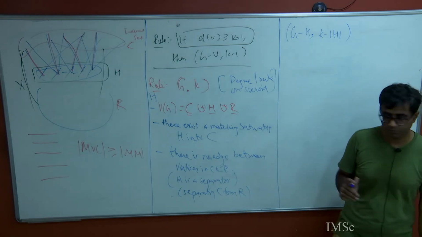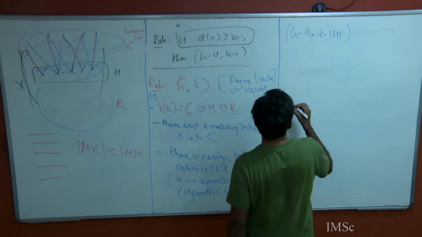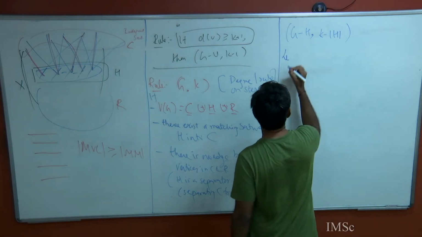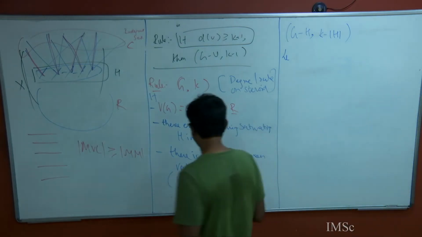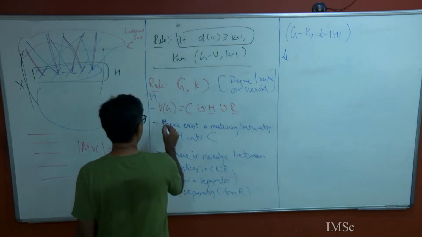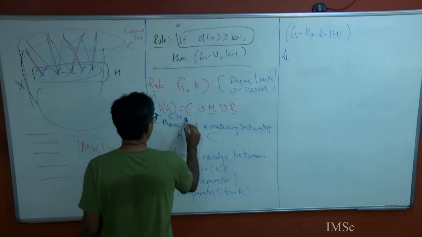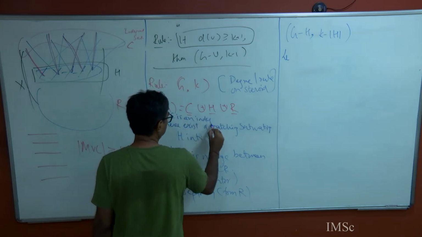Do you understand my point? So what do I need to prove? I need to prove one more property, that C is independent. C is an independent set.